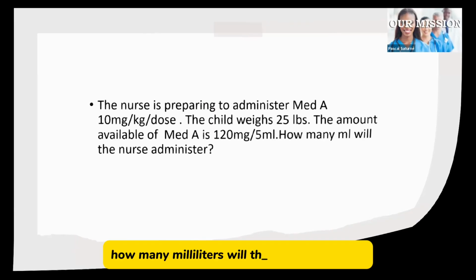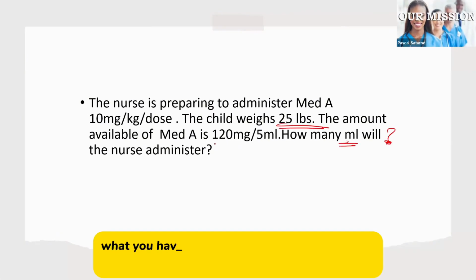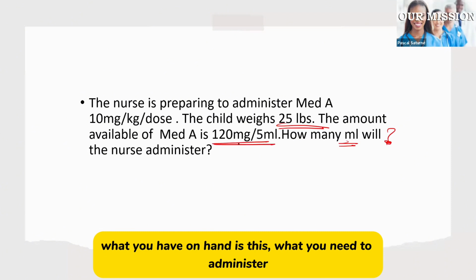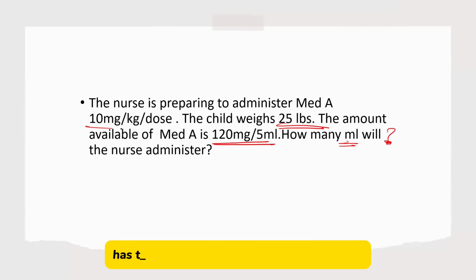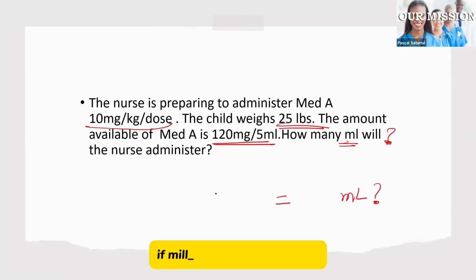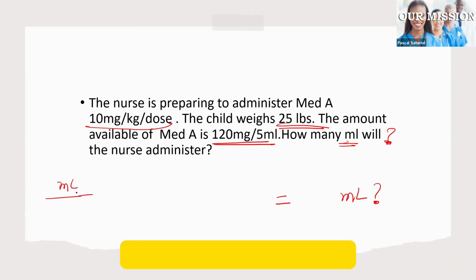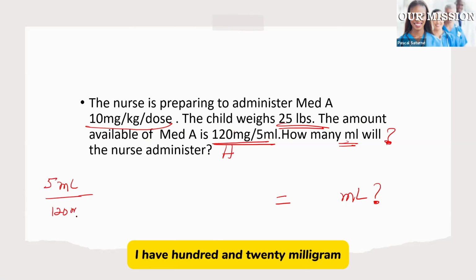So how many milliliter will the nurse administer? The weight is this. What you have on hand is this. And what you need to administer has to be 10 milligram per kilogram per dose. You're going for milliliter. You put it there. If milliliter is where we're going, milliliter will be the top of your equation. Where do we find that information? It is supplied right here. This is what you have on hand. For 5 ml, I have 120 milligram.